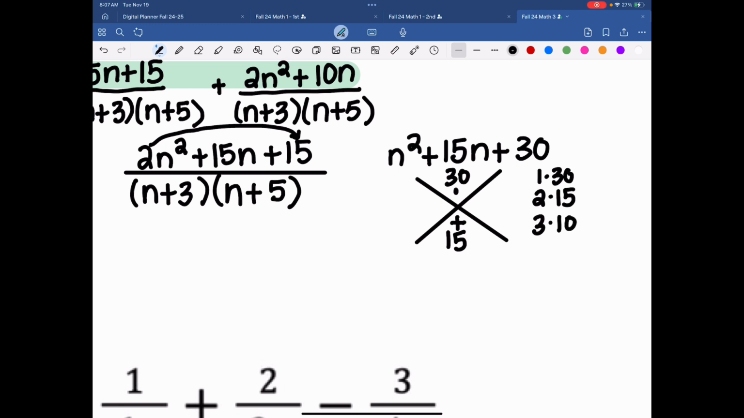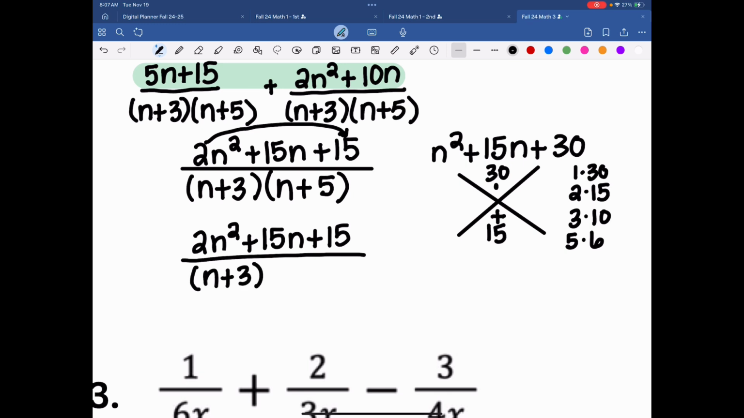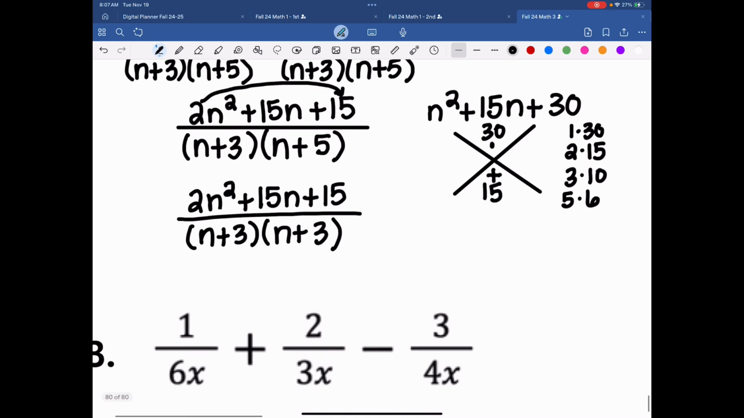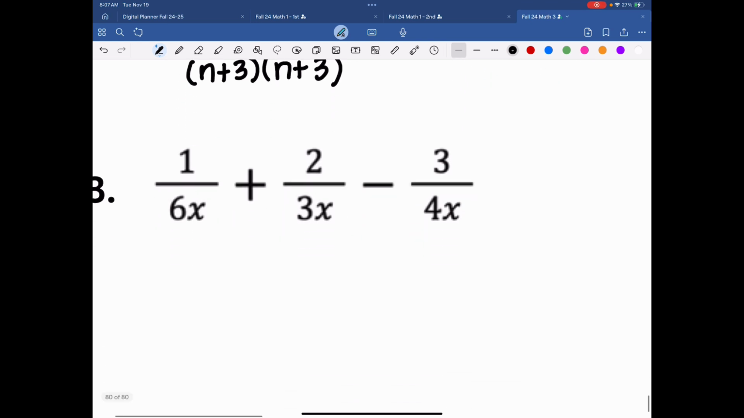4 is not going to work. We have 5 and 6. So if we kept going through this, this is never going to work. So this is not factorable, which means that this is my final reduced answer. We can't factor this any further, so we can't reduce it anymore. And that is my new rational expression after we've added it together. Okay. All right, so the next one.